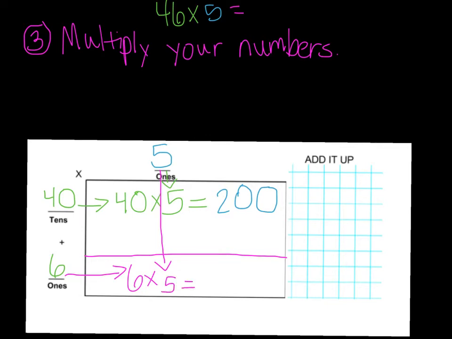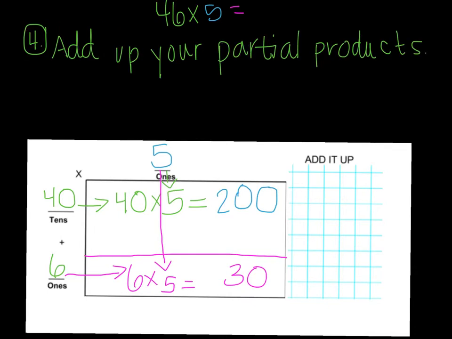And my answer would be 30. Now the reason that I have the graph paper over here is because we're not done and we're going to use that on our next step. But right now we're done multiplying our numbers. Now we're on step 4, which is to add up our partial products.